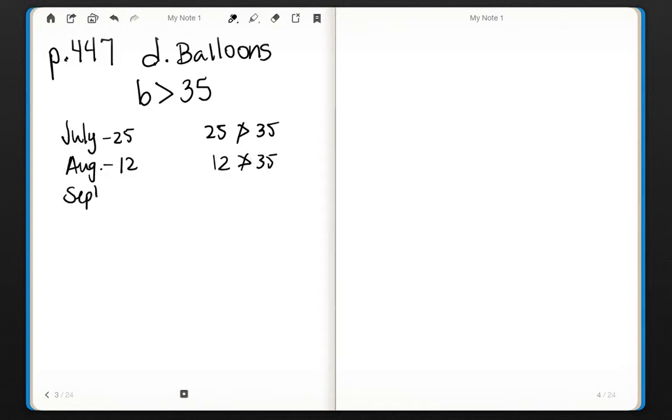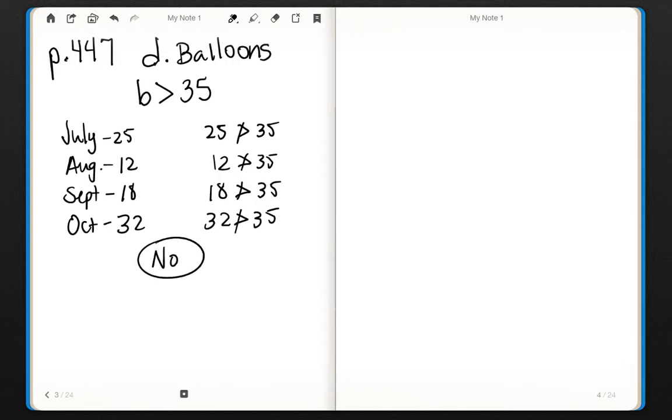How about September? September she had 18. Is 18 greater than 35? Nope. But in October she's earned her free half day. Well, actually, nope, it's only 32. Is 32 greater than 35? No.